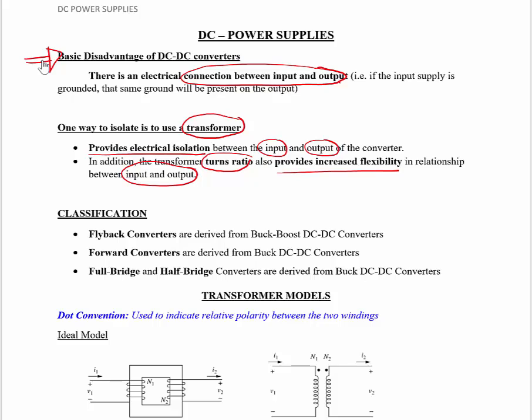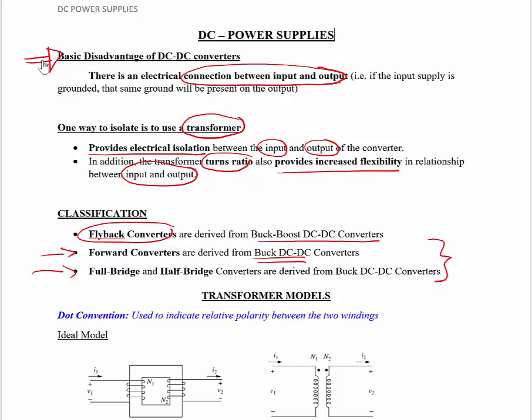The various classification of the DC power supply. So we have the flyback converters. The flyback converters are basically derived from the buck-boost DC converter. Then we have the forward converter, and we also have the full bridge and the half bridge converters. All of them are derived from the buck DC converters.